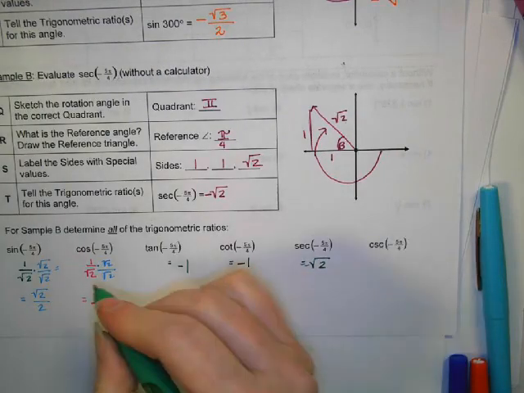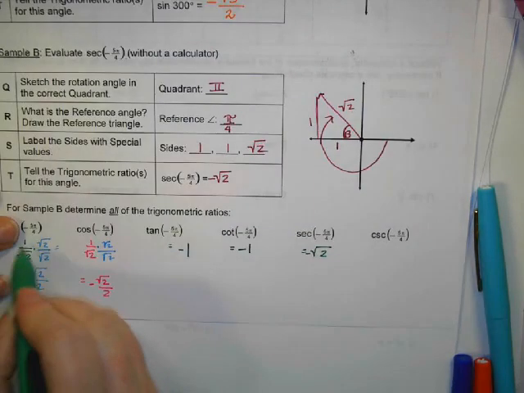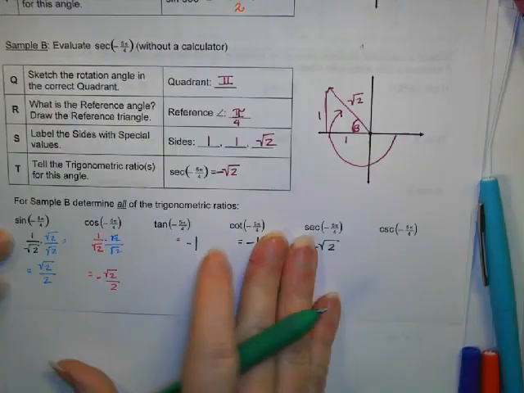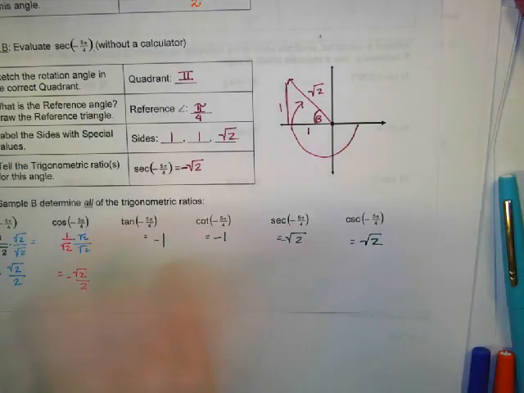Cosecant is sine flipped over. So if I flip over what's in green, because I don't want to have to re-rationalize, that's square root of 2 over 1, which is just square root of 2. That's all the pieces.